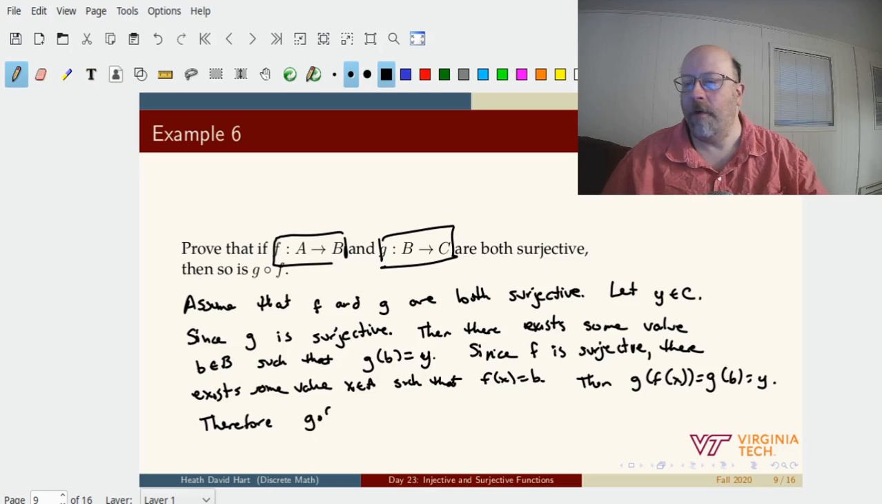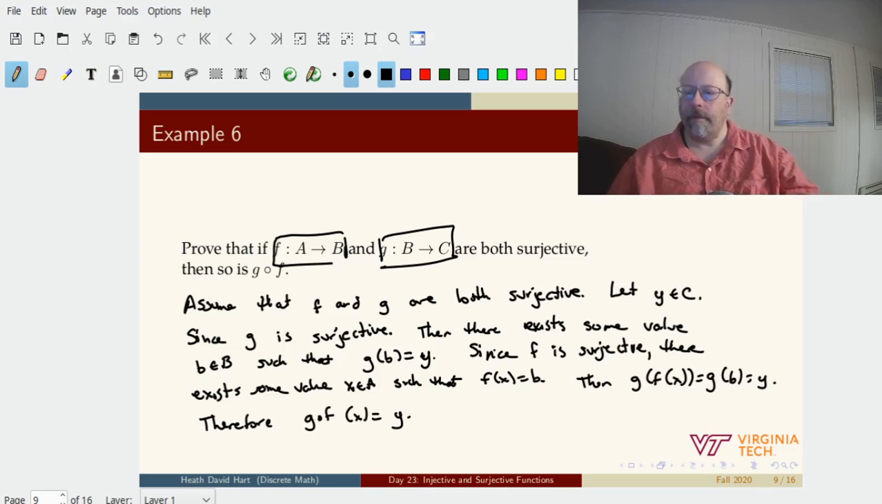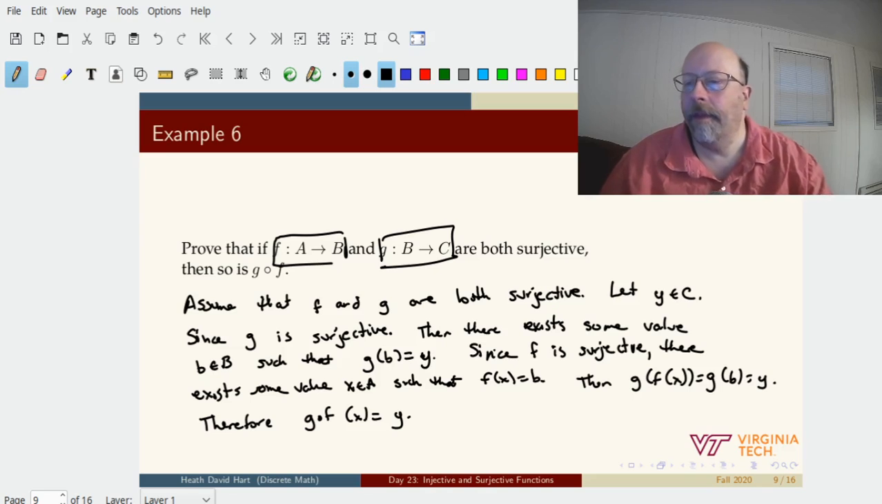Therefore, g composed with f of x equals y. And that was what we needed to show, is that when we started with a y, we could find an x that leads to that y. And so g composed with f is surjective.